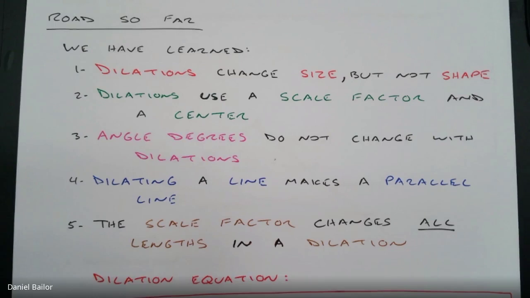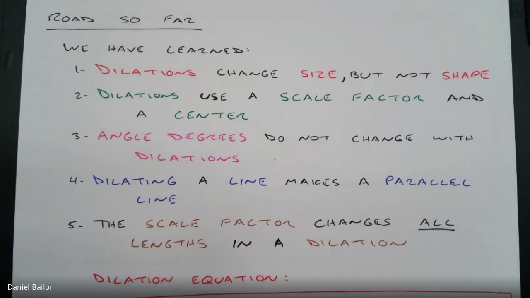Number two, dilations use a scale factor and a center. All transformations have to follow rules. In Module 2, we learned about how a translation has to follow a vector, a reflection has to follow a line of reflection, and a rotation follows degrees and a center. A dilation is still a transformation, just not a rigid transformation. But the rules for a dilation are scale factor and center. A scale factor tells us how big the change is going to be. The center tells us what direction.